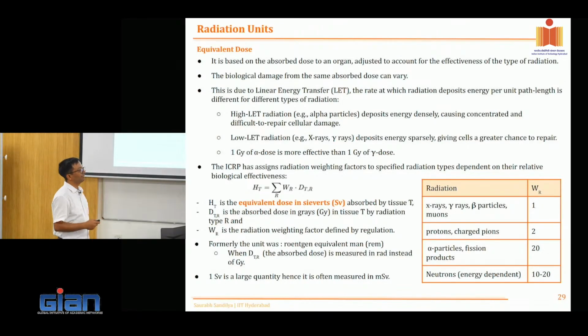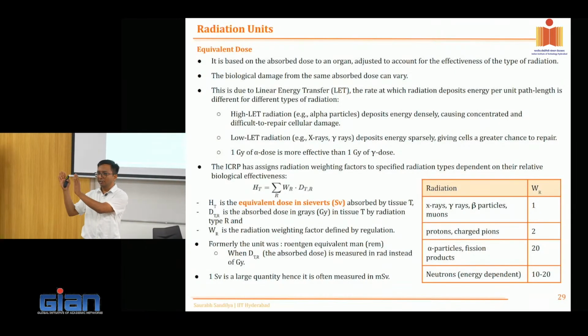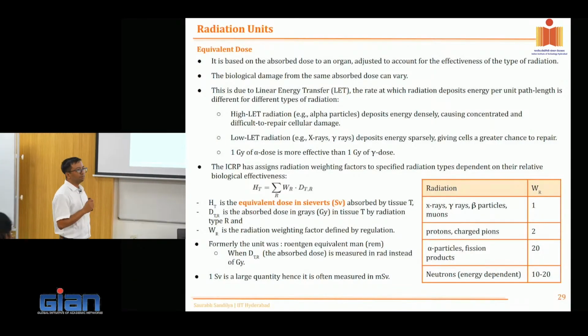Alpha particles or fission fragments, with the nuclei when it goes through fission. So the weight factor is 20. And for neutrons, it depends on the energy. There is a continuous curve of it. You figure out which energy of the neutron you are talking about. Depending on the energy, its weight factor varies from 10 to 20. So this part is clear.